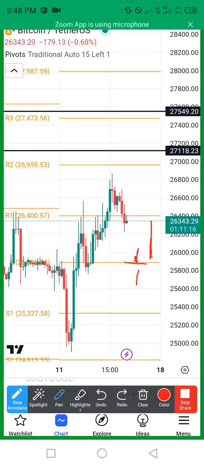Okay. I don't know whether I am understood. When do you enter a trade using the pivot point standard?